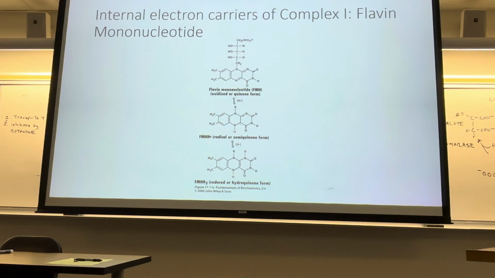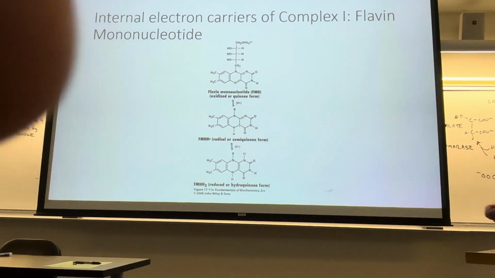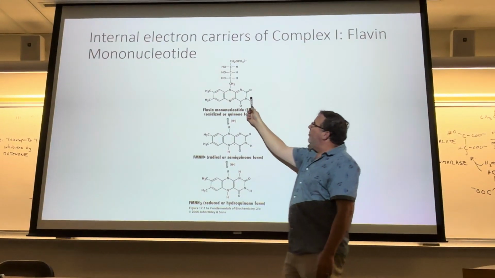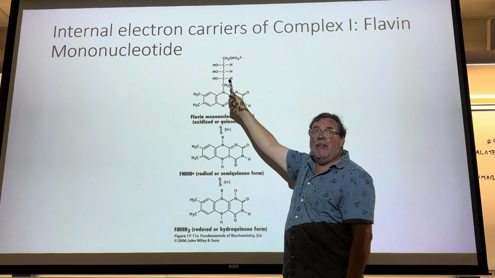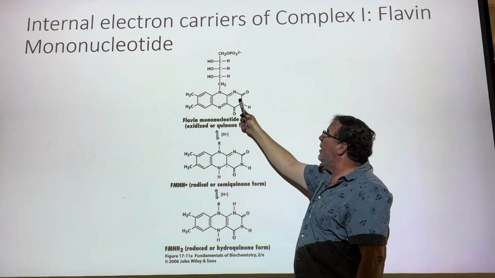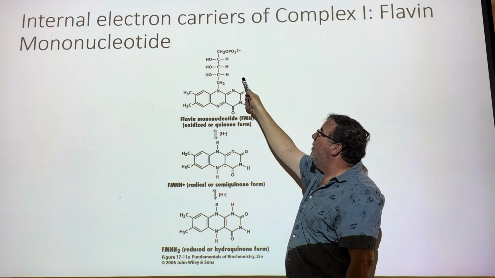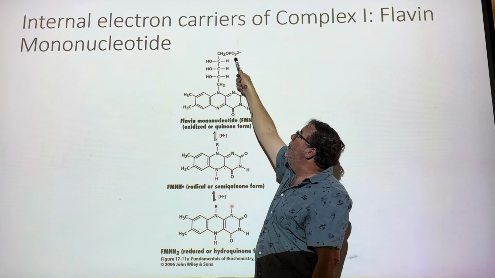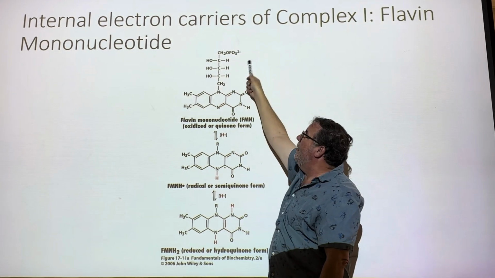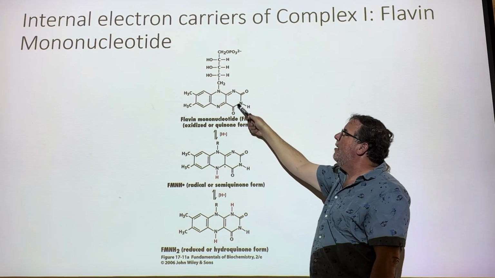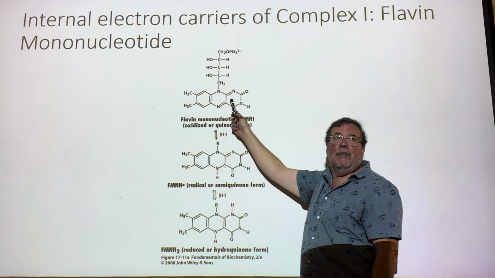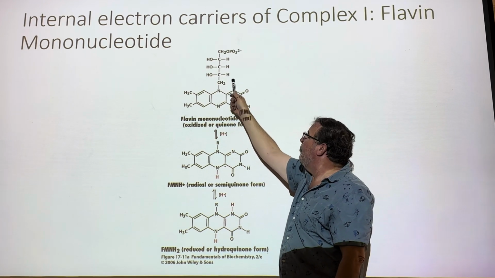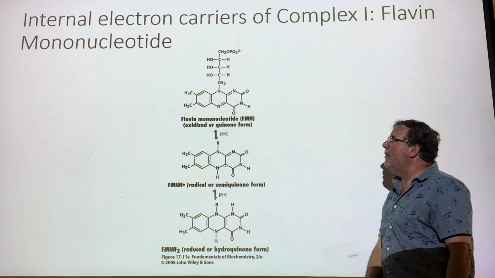Let me talk a little bit more about those internal electron carriers. So here again is flavin mononucleotide. This is very similar to FAD, flavin adenine dinucleotide, except that FAD would have an adenine linked here. This one doesn't have the adenine linked in here. Again, this is riboflavin, which you've heard of as a nutritional supplement, riboflavin here.